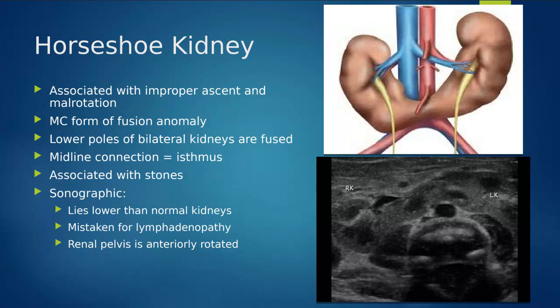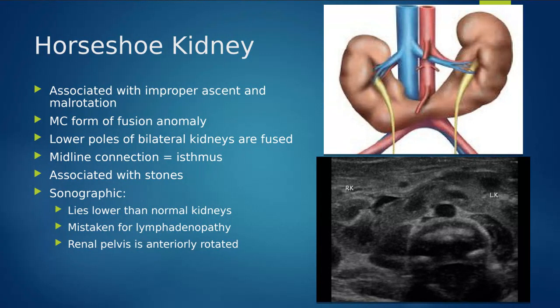So as those kidneys are forming in our pelvis, we expect them to separate and move upward. If something happens in that process and it stops the kidneys from continuing to move up and away from each other, they're going to kind of get stuck in that lower region, and they're still going to be partially fused together. So this is the most common form of a fusion anomaly.